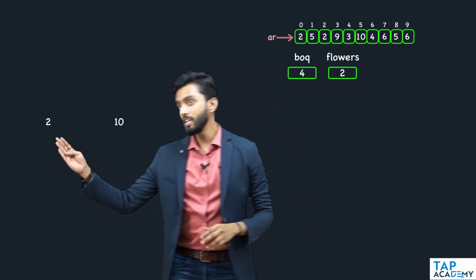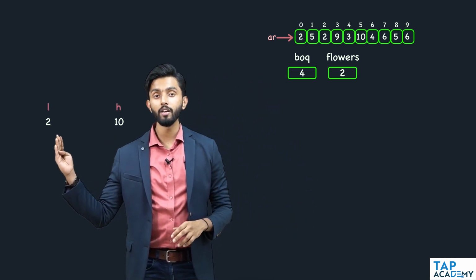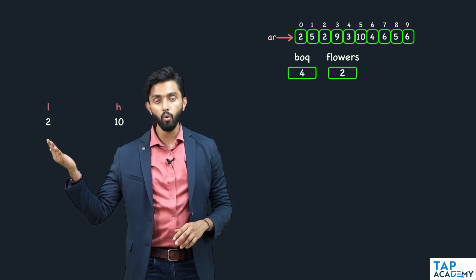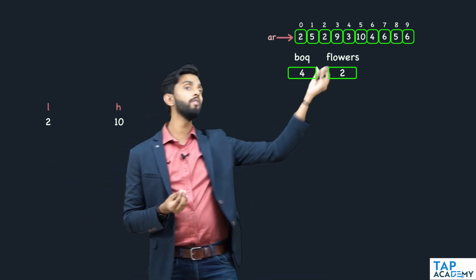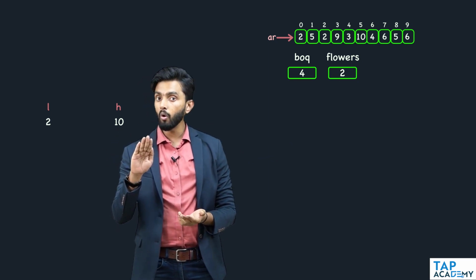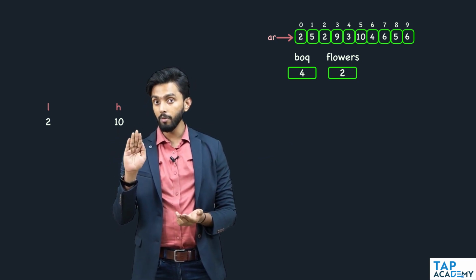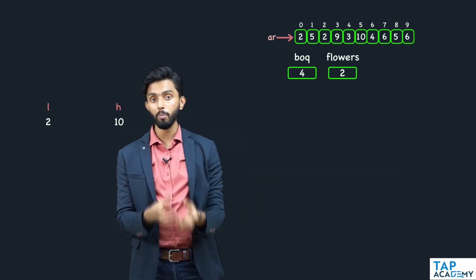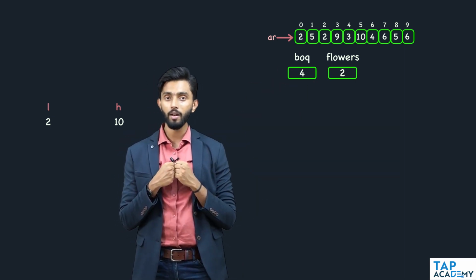But this is my search range to find the day, because with less than 2 days, I will not even have a single flower in my garden. I can't make a bouquet. Now more than 10 days I don't need, because by the time I reach 10 days, all the flowers would have bloomed. So I will have enough flowers for my bouquet, right?